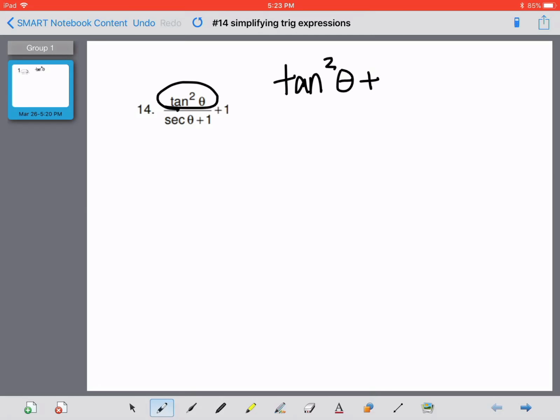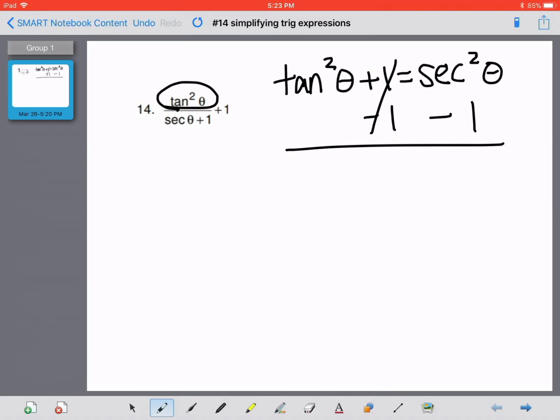Tan squared plus 1 equals secant squared. Okay, so if I were to subtract 1 here, I would be left with tan squared by itself, I'm sorry, on the left side. Okay, so tan squared theta equals secant squared minus 1.